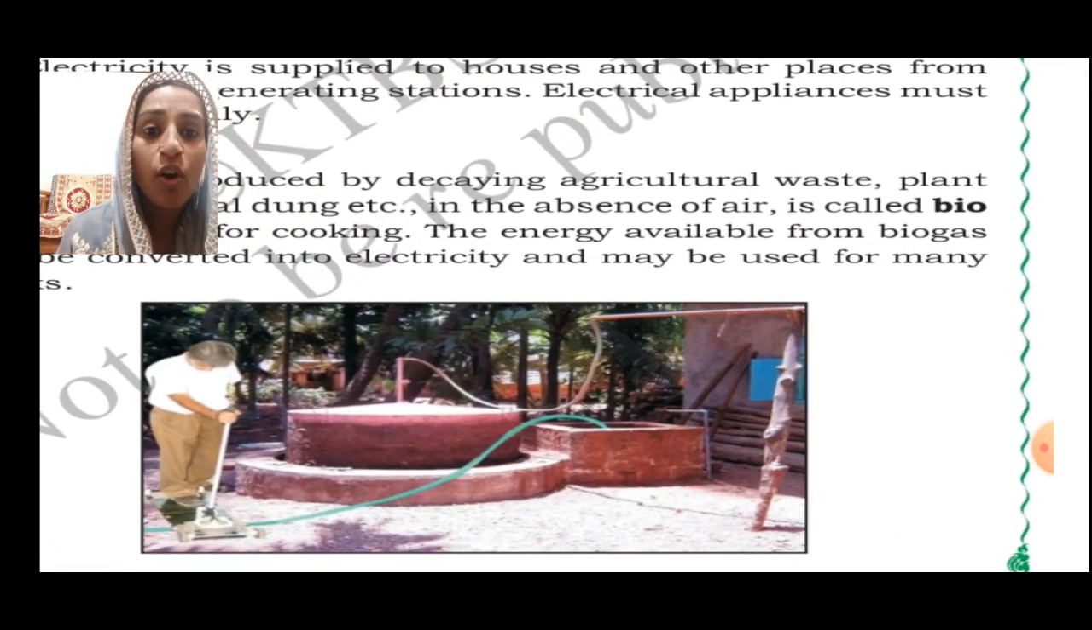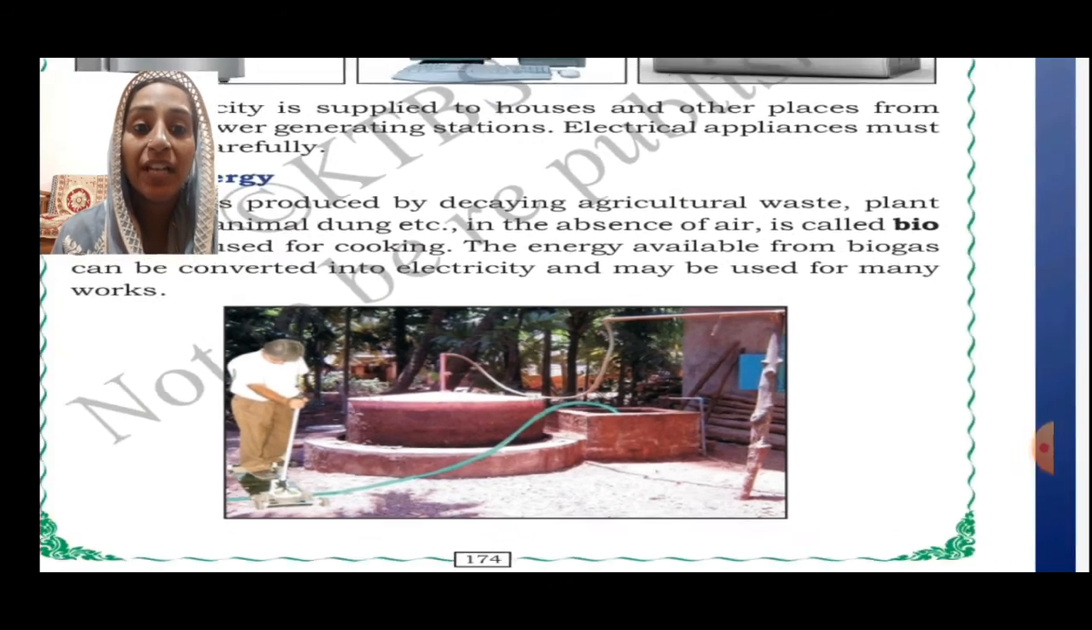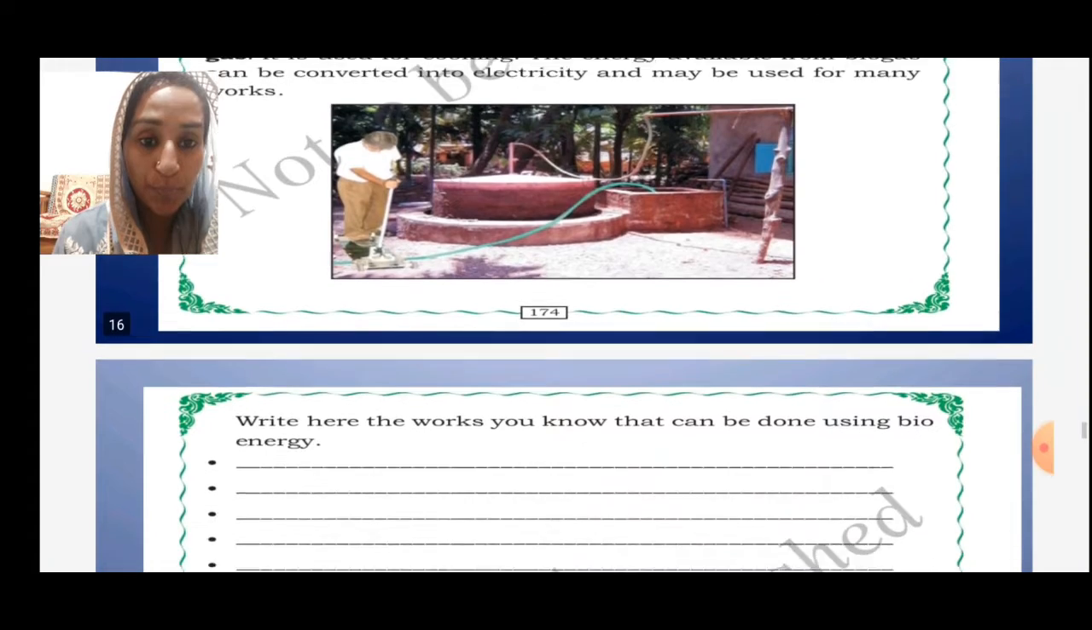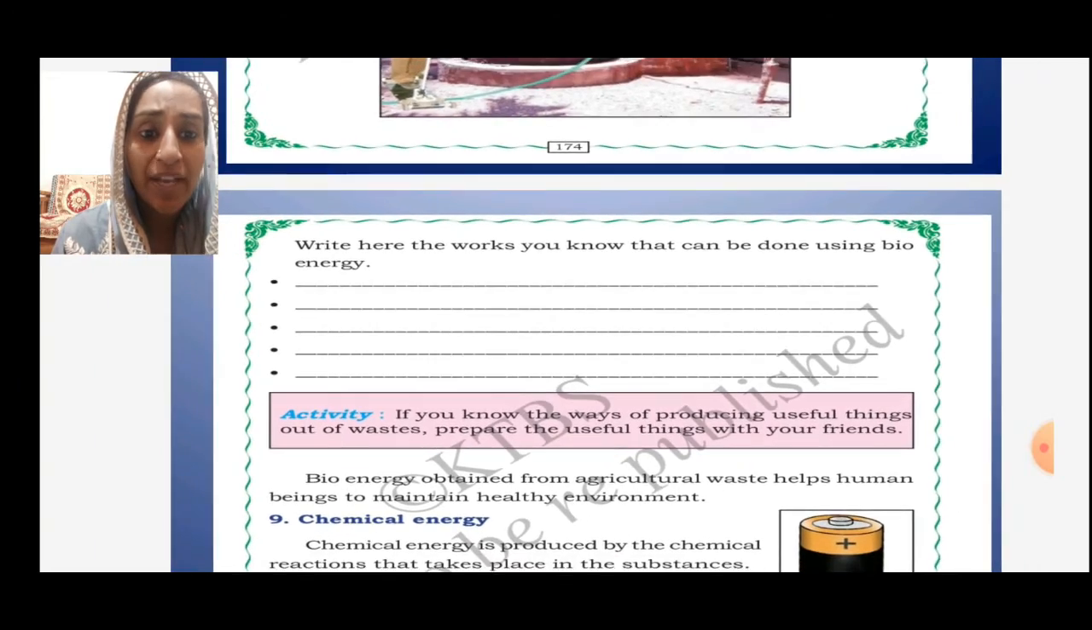They will digest all the materials, that is your cow dung, your animal waste, agricultural waste, all the things. In the absence of air, it will produce a gas. This gas is called as biogas. This is used for cooking, and it is also helpful for producing electricity. Right, here are the works that you can do by using bioenergy.